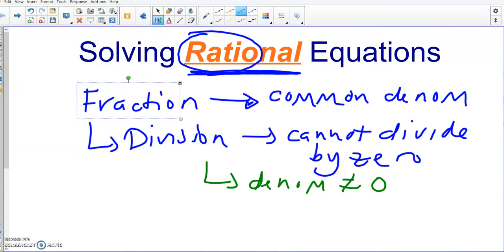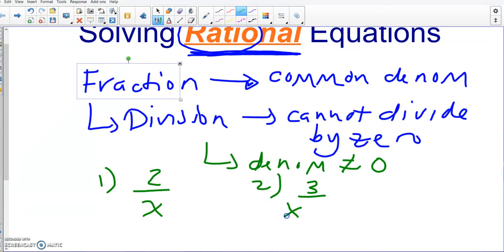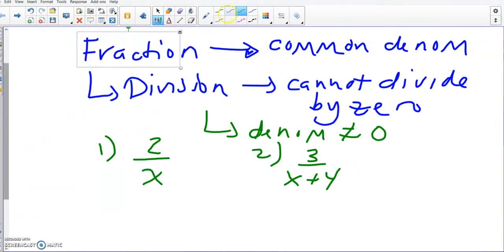So let me make up two examples to show you what I mean that the denominator cannot be 0. Sometimes fractions can have denominators with variables, like 2 over x, or maybe 3 over x plus 4. What you need to think to yourself is, what value would cause this denominator to be 0? Well, in this case, if I plugged in 0 for x, that would be a problem. So x itself could not equal 0.